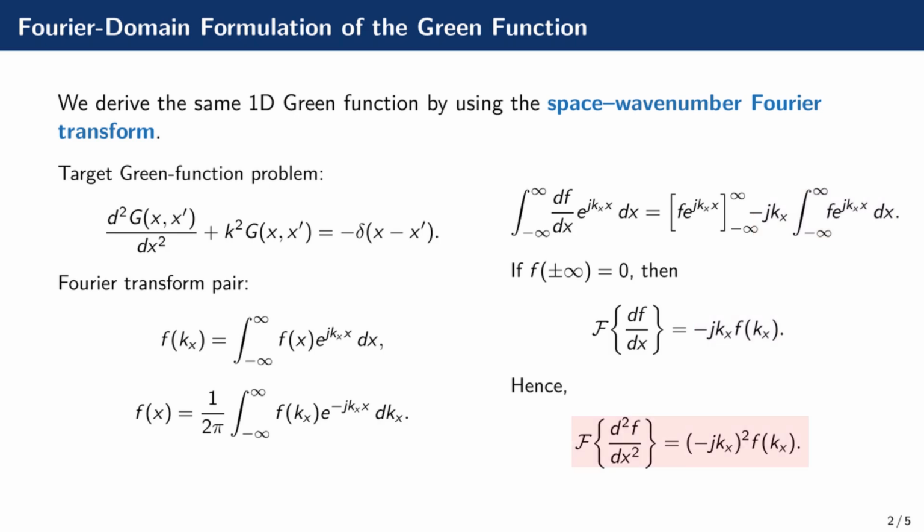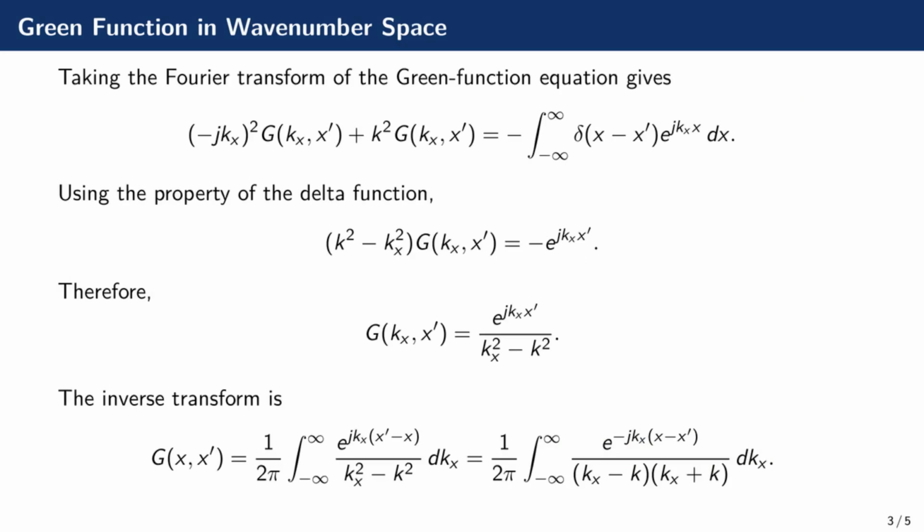Therefore, for the second derivative, we simply obtain (minus jk_x) squared, that is minus k_x squared, acting on the transformed function. Now let us apply this to the Green function equation. The second derivative term becomes minus k_x squared in the Fourier domain. The k squared term remains as it is.